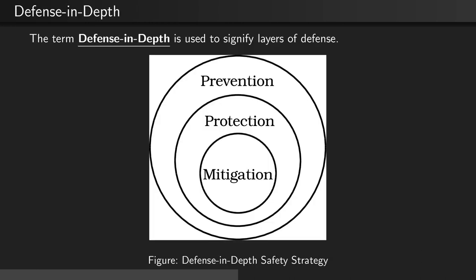The term defense in depth is used to signify layers of defense. At the outermost layers, we seek to prevent accidents from occurring in the first place. If an accident does occur, we seek to protect both humans and the facility. In the event that protection and prevention do not occur, we seek to mitigate and clean up the damage that was caused.